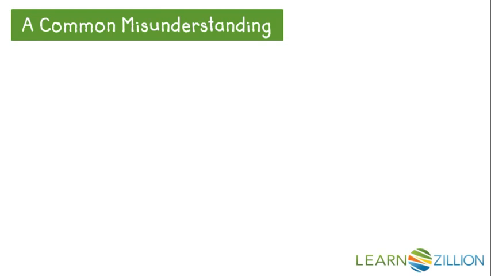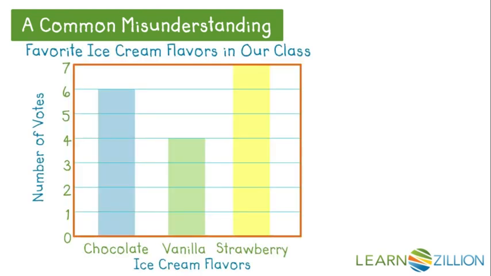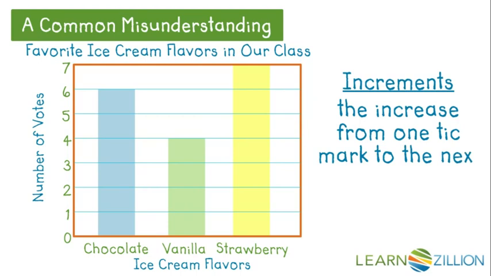Let's look at the scale of the graph. You've seen graphs that count up in increments of 1. When we talk about increments, we mean the increase from one tick mark to the next. When a graph has a scale like this, it increases in increments of 1.